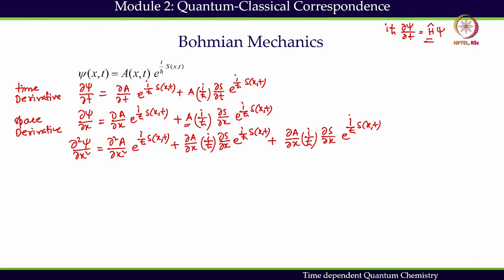This is the first derivative with respect to this term, and this is the first derivative with respect to that term, and then I have to take the first derivative again. The second derivative is going to be the second derivative of this term. So this one is done, and then this one is remaining, A times i by h-cut, then again A times i by h-cut, e to the power i by h-cut S. This is just a tedious mathematical derivation, but one can easily do that.